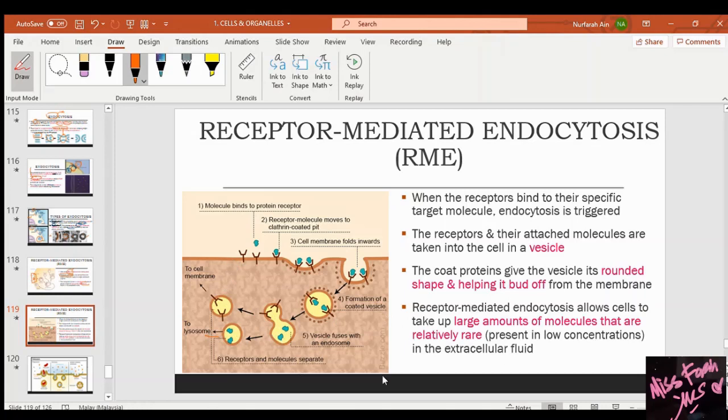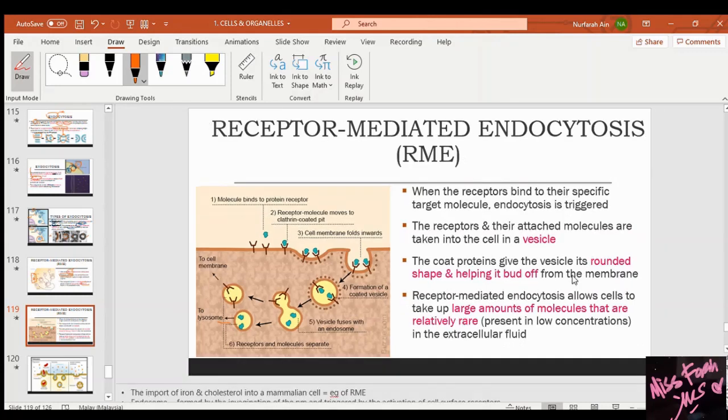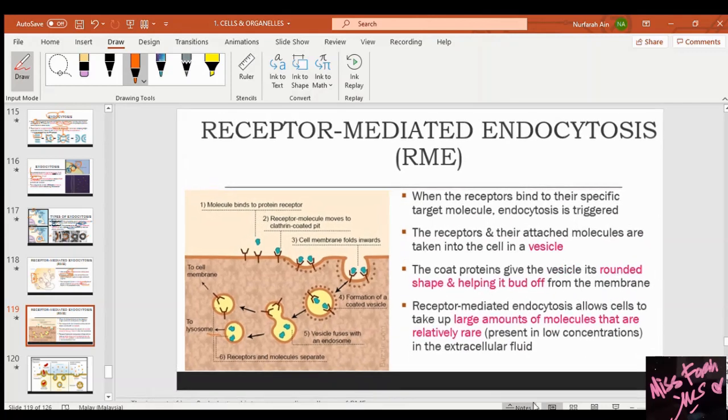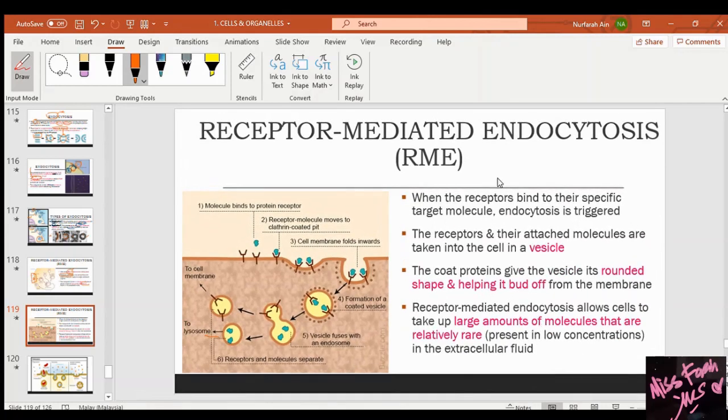So what kind of molecules do we normally take into the cell by using clathrin-mediated endocytosis? Basically, iron and cholesterol are the materials that are transported by using clathrin-mediated endocytosis.